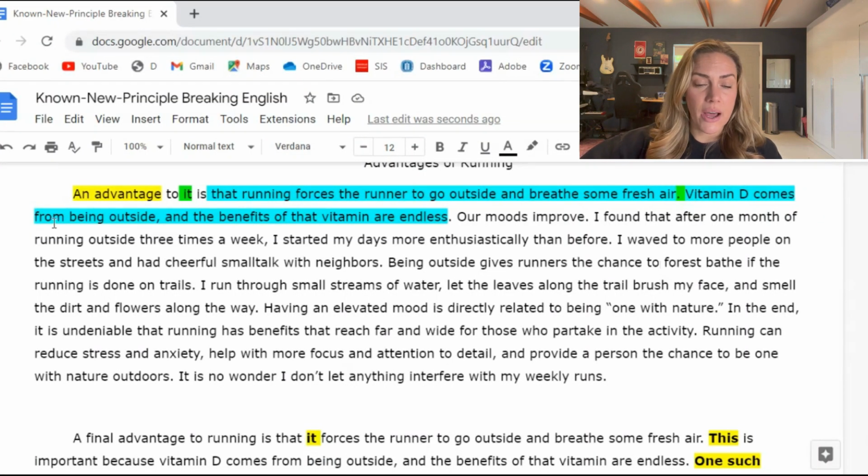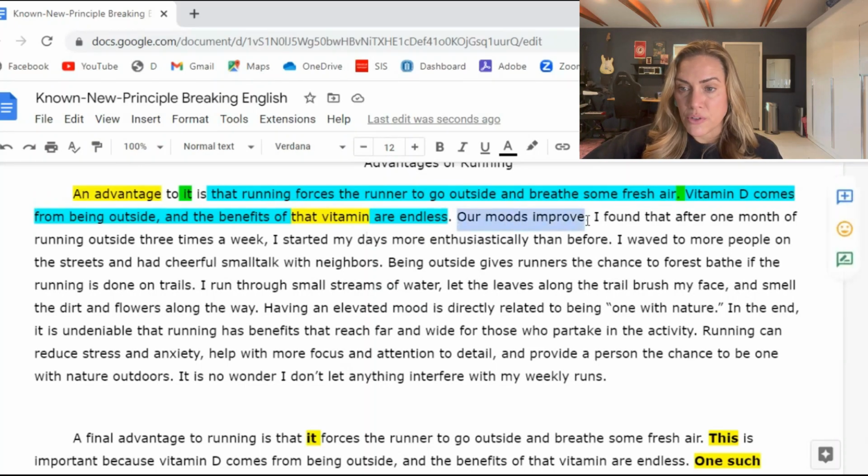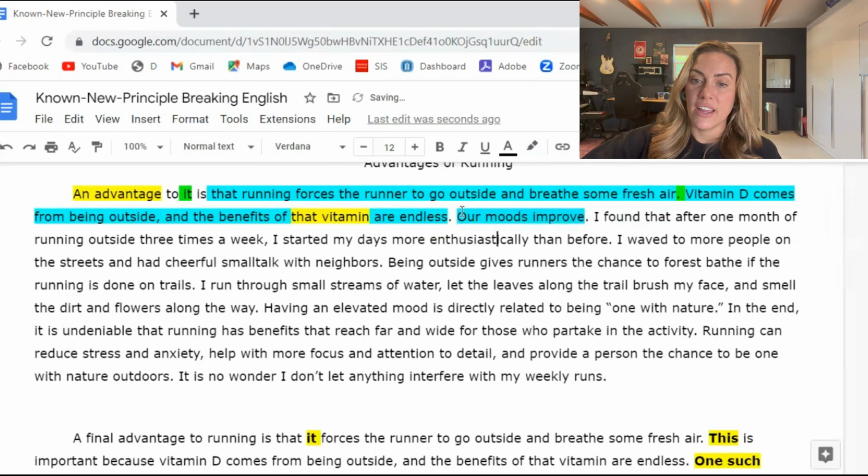So: "Vitamin D comes from being outside, and the benefits of that vitamin are endless." Now this is pretty good, "that vitamin." Here, the writer is saying "that vitamin," and that is restating known information. What vitamin is that referring to? It's referring to the vitamin D that was mentioned earlier in that sentence. So that helps the reader know what they're talking about before they go to the next sentence. "Our moods improve." Okay, this is new information. Again, I would add some element of coherence here, and I'll show you how to do that soon.